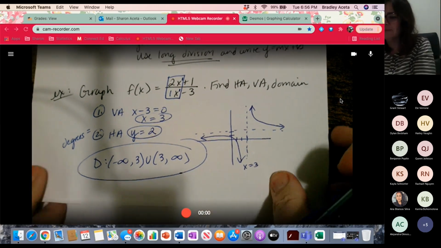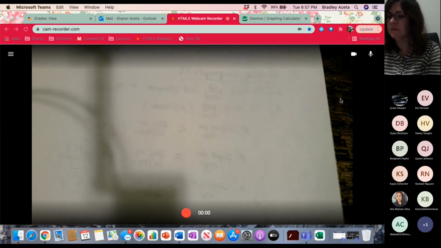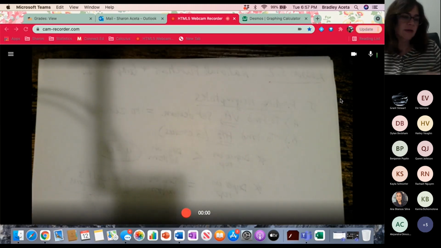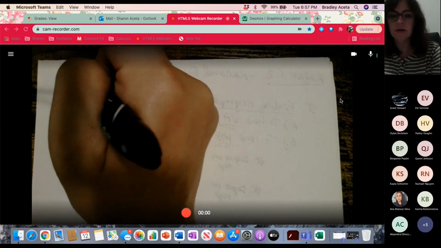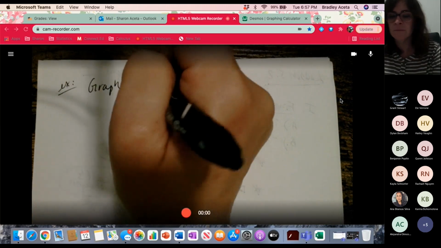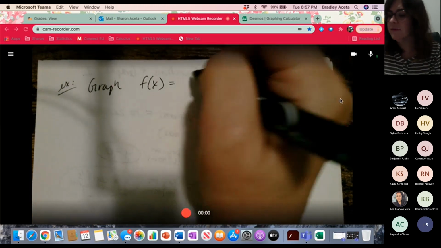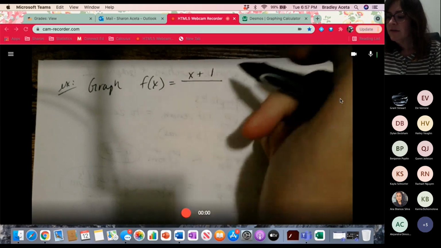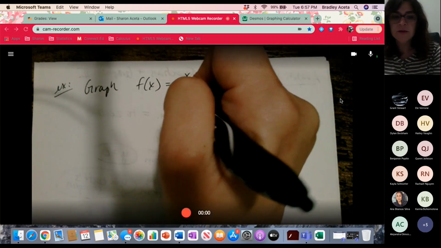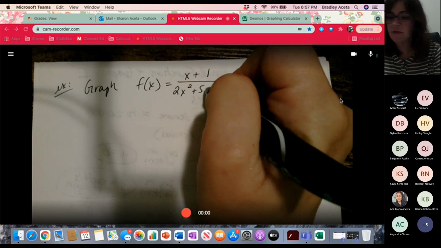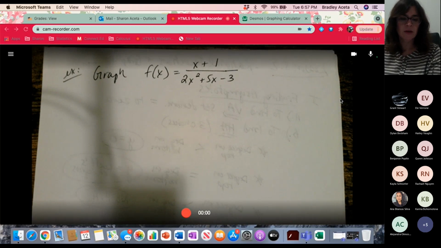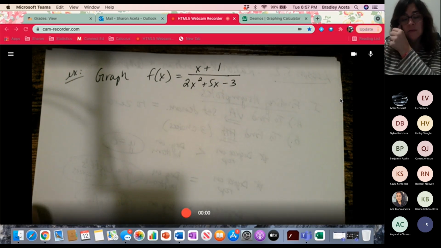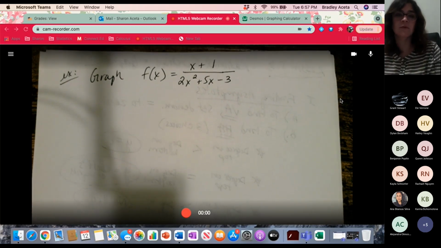Let's do another one. You've got to do a couple of these to feel like you've got a knack for them. And again, by all means, put it in your calculator. Double check. Make sure you have it all written correctly and graphed correctly. But you have the algebra skills to do this. So f of x equals x plus 1 on top and 2x squared plus 5x minus 3. And we're going to do the same thing. We're going to find the vertical, horizontal, and domain.